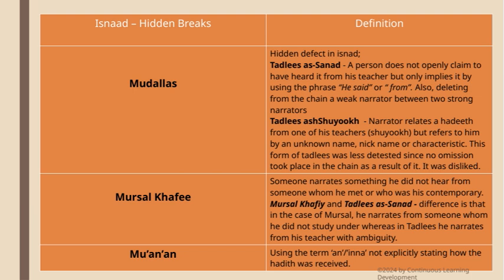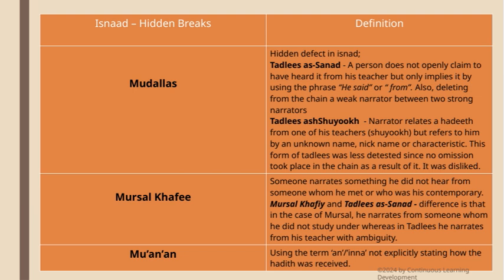Then we have tadlis al-shuyukh. This occurs when a narrator relates a hadith from a teacher but refers to him using a nickname or a vague characteristic, rather than his real name. Interestingly, this form was less disliked because it didn't omit any part of the chain, but it still could be confusing.